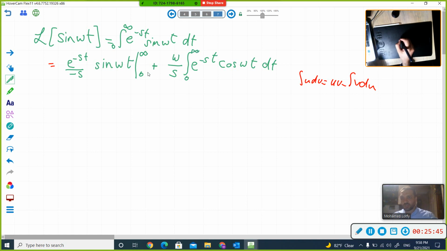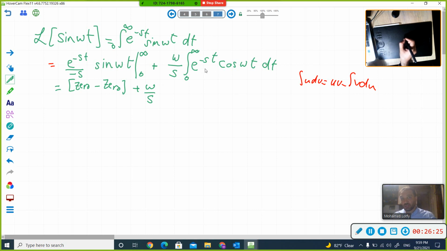Okay, so substituting these limits into t. e to the power negative infinity will be 0. For the second substitution, when substituted by 0, e to the power 0 will be 1, and sine 0 will be 0. So 1 times 0 is also 0, so minus 0. This is about the first part of the integration by parts. Plus omega divided by s.